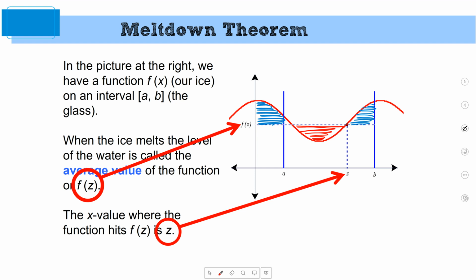Okay, good. So, the thing to keep in mind is once we find this average value, we end up making a rectangle here. How tall is that rectangle? Beautiful. F of z. How wide is that rectangle? B minus A. Everybody good there?